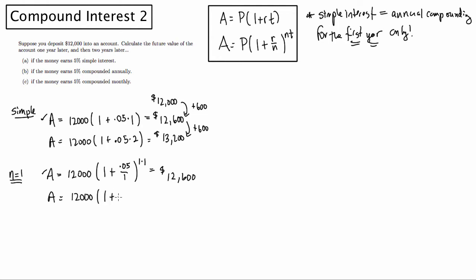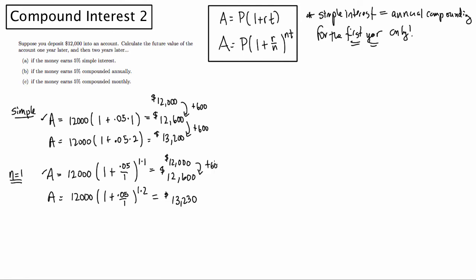After that, they're different, because you can see here in year 2, I would have $12,000, and I'm going to apply this rate for 2 years. And so rather than multiply the 0.05 by 2, I'm raising the 1 + 0.05 to the second power. So this turns out to be $13,230.